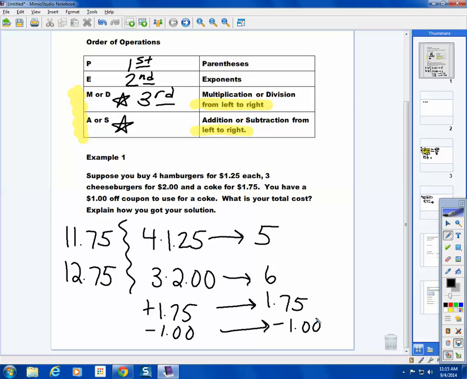What's 5 and 6 add up to, gang? 11. And 175 would be 1275, right? But we have to subtract what now? $1. You understand how we did the multiplication first before I had to add and subtract there? So what's the correct solution over here? 1175. Don't forget to compensate for that $1 off. All right, so 1175 was correct.